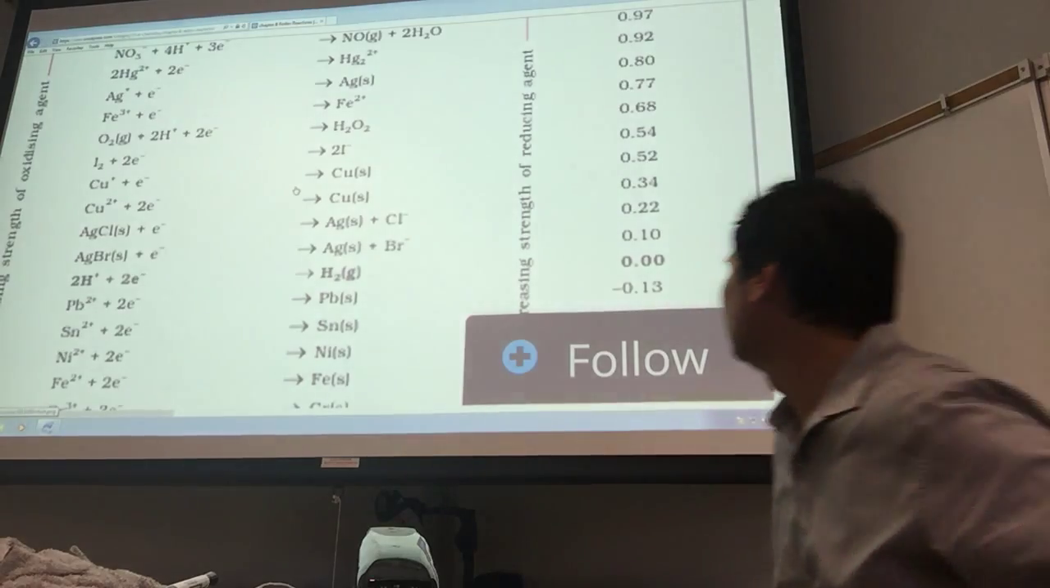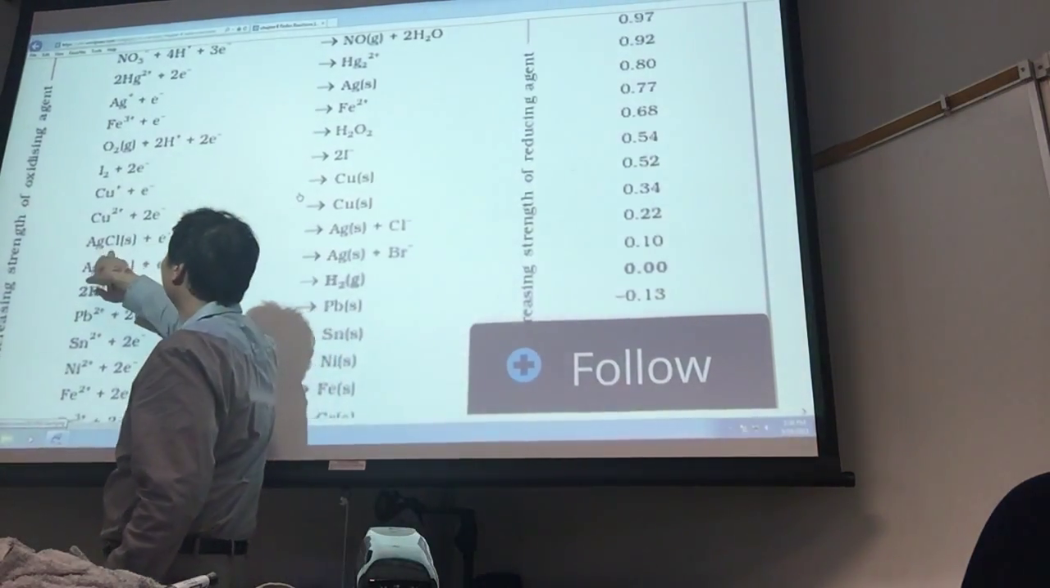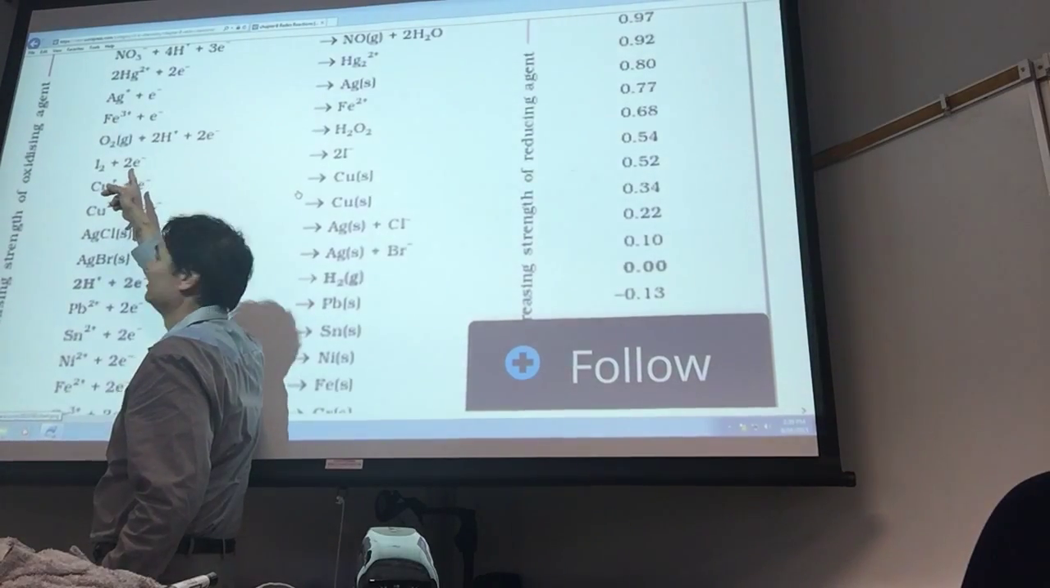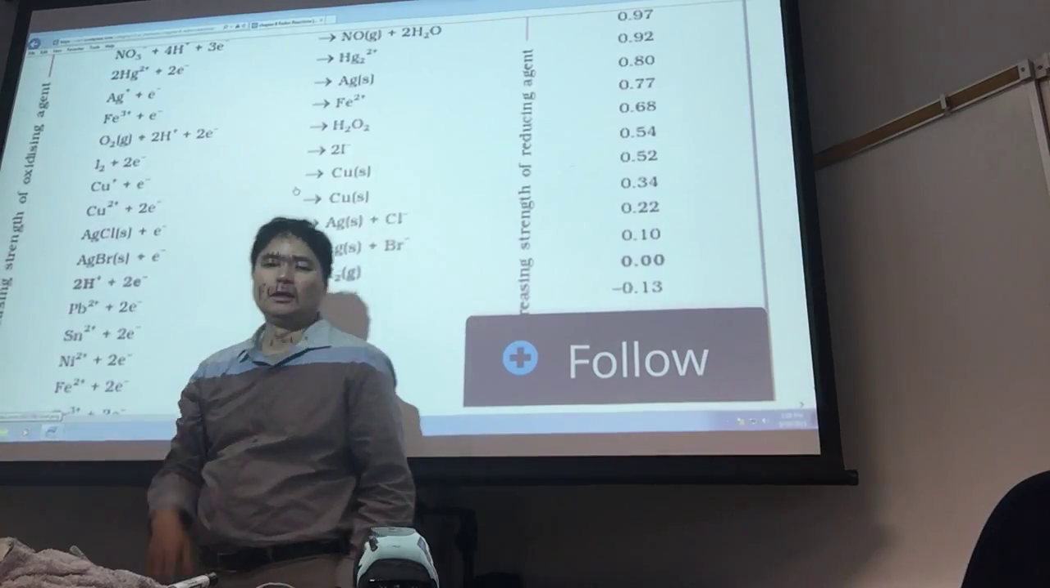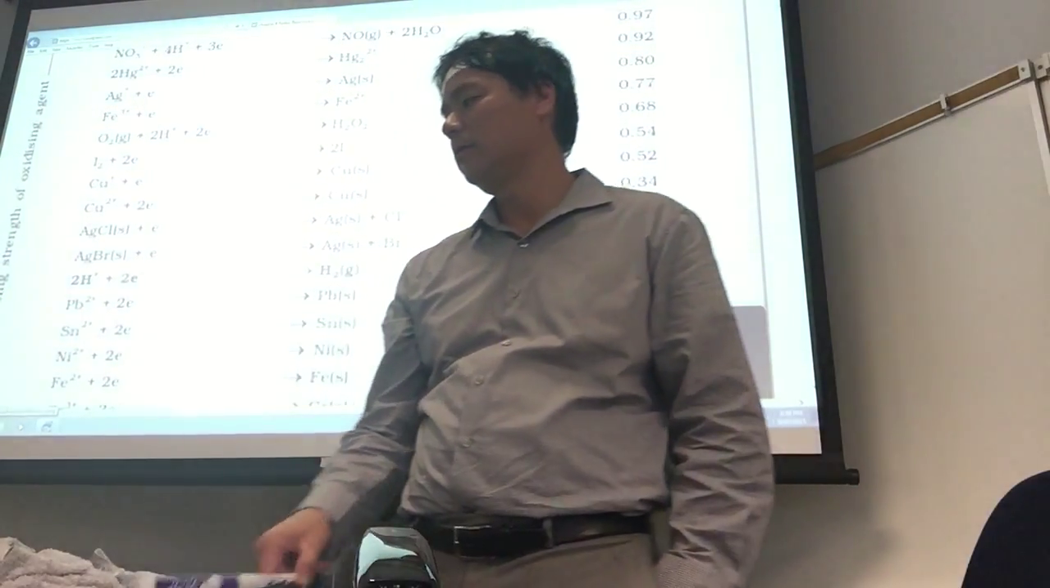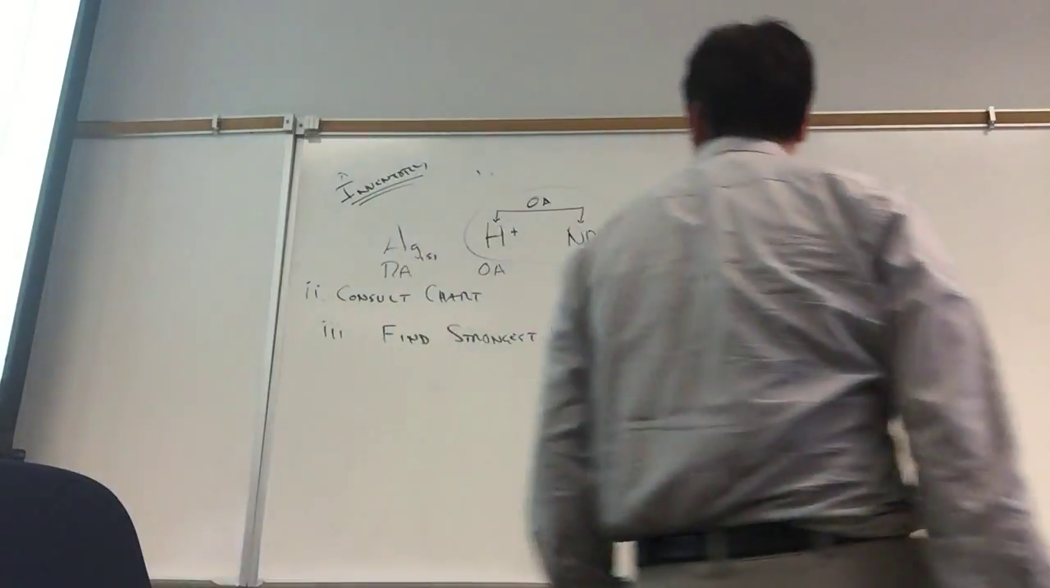Well, anyway, we don't have too much time. It's because silver chloride is much more stable than silver ion alone. And so it's the stability of the product. It's making a more stable product. Well, let's continue here.